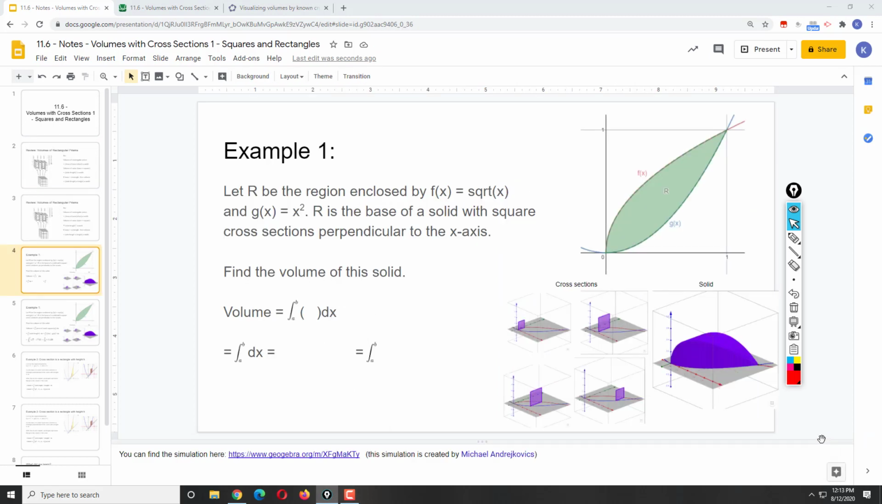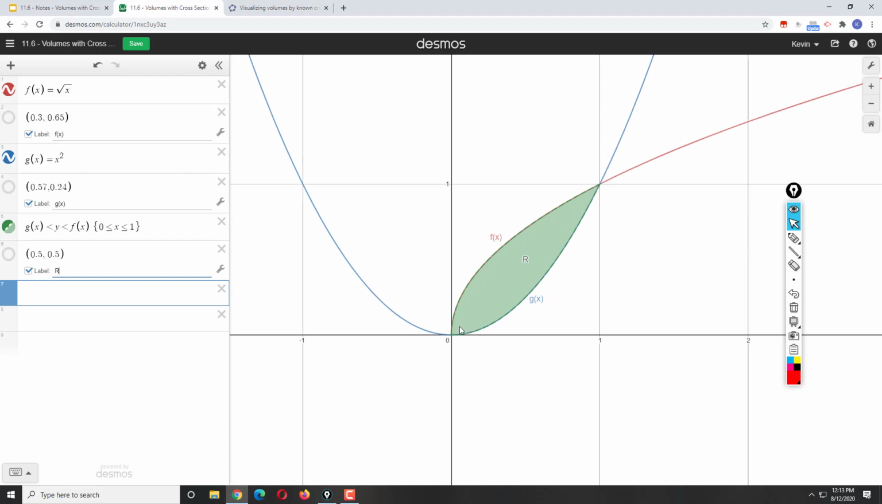Now we are ready to find volumes of solids in which cross-sections are areas between curves, which is what we've been learning in the last 2 lessons, 11.4 and 11.5. Example 1. Let R be the region enclosed, meaning bounded, by f of x equals square root of x, and g of x equals x squared. So here we have square root of x, which is f of x, and g of x, which is x squared. We see that there's a region R here.